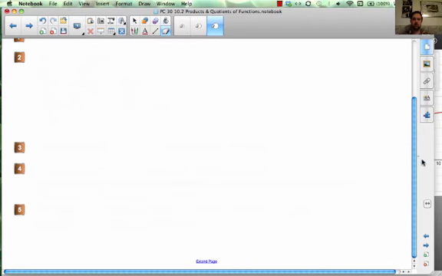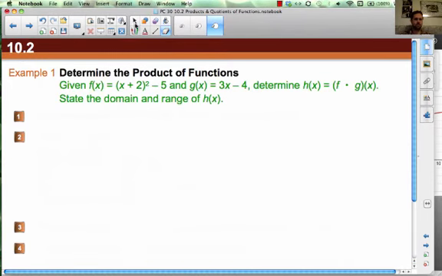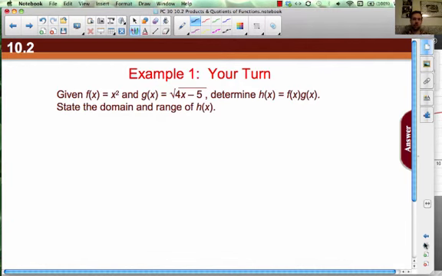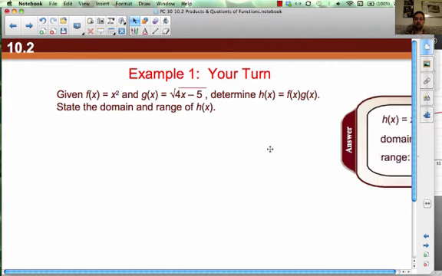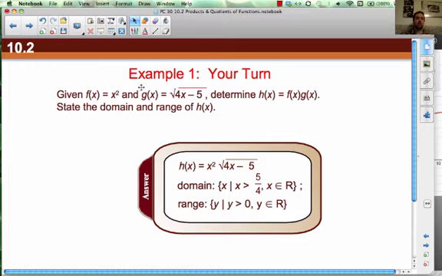Okay, so let's try the next one. Oh, that was the only one on that page. Hooray, we're done. So go ahead and try this. Multiply these two functions together, see how you do. When you come back, the answer will be here. Hit pause now. There you go, hope you did great.